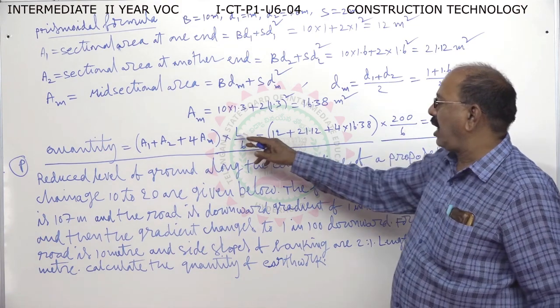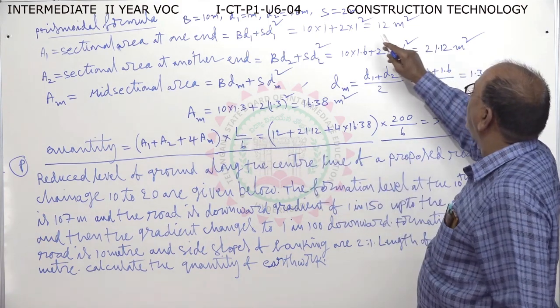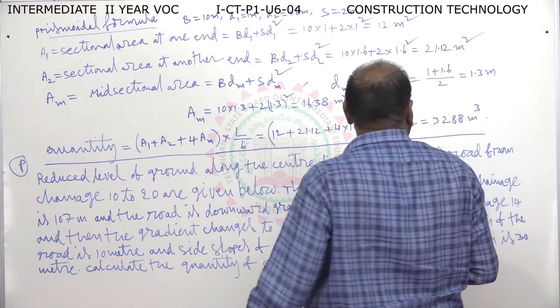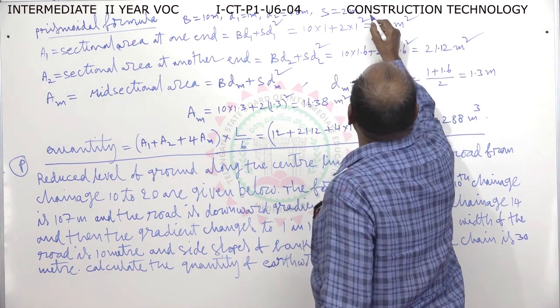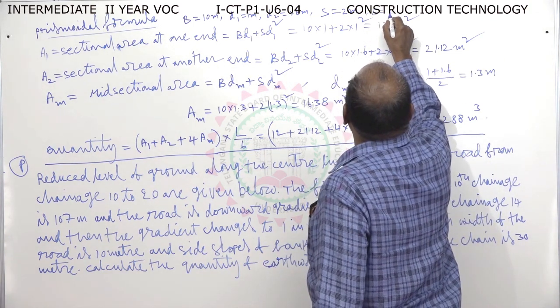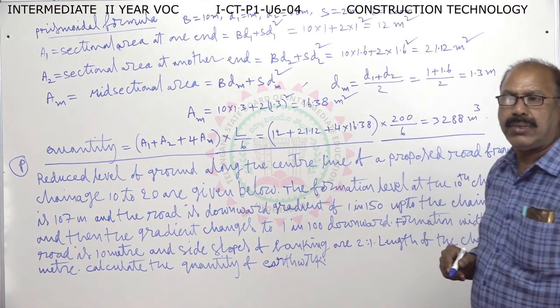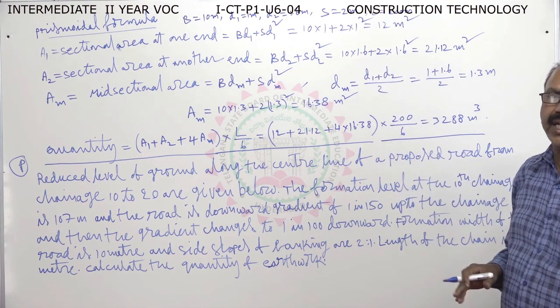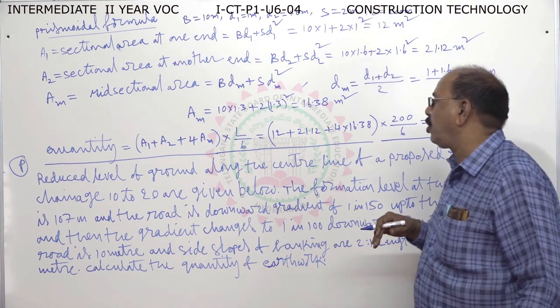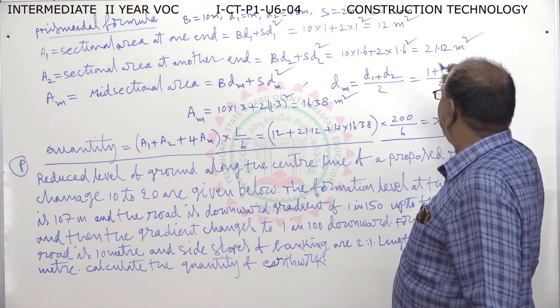Into L value, how much is given? L is equal to the length of the road. That is equal to 200 meters. These are all given in the problem. I have not brought these values from somewhere else. Okay, don't be confused. So L is equal to 200 meters.